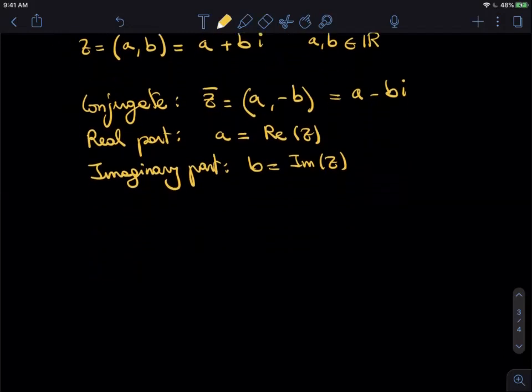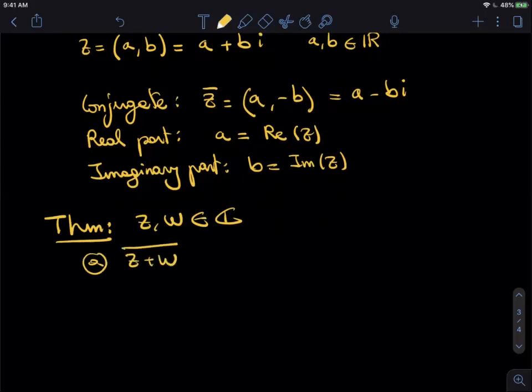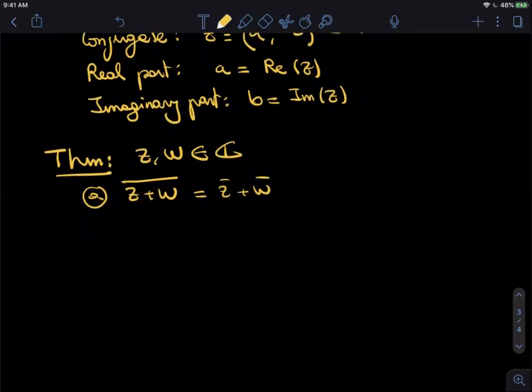Now, some properties. Let's say z and w are complex numbers. Then we have that the conjugate of the sum is the sum of the conjugates. For a product, same thing. The conjugate of a product is the product of the conjugates.